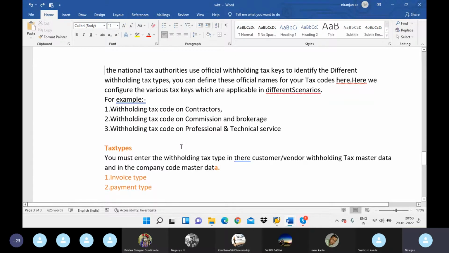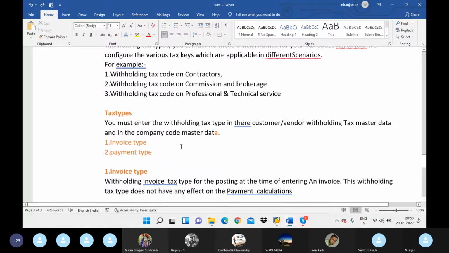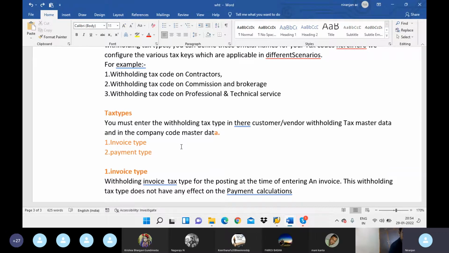And next one is tax types. In SAP withholding tax, we have two types of tax types. First one is invoice type, and second one is payment type. After configuring the withholding tax types, we assign them in the customer and vendor master data.